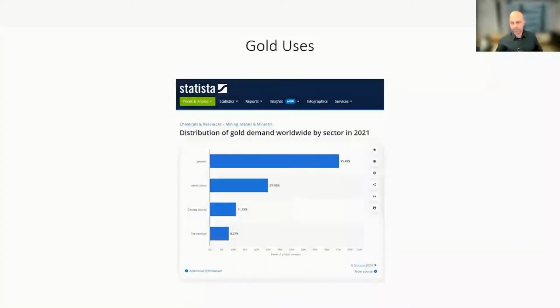This is just a quick overview of the major sectors that use gold. We obviously have jewelry, investment, central banks, and technology. Jewelry takes up 55% of the market. Investment is 25%. This relates to hedge funds, financial institutions, and retail traders buying gold ETFs, gold instruments, gold futures, and also physical gold and gold coins. Central banks also buy physical gold, and technology uses gold in printed circuit boards, as it's a very good conductor of electricity.